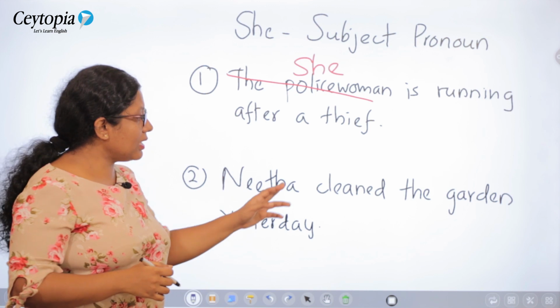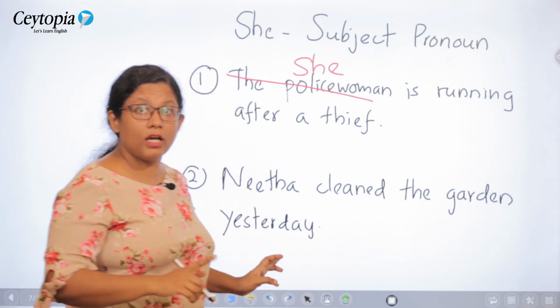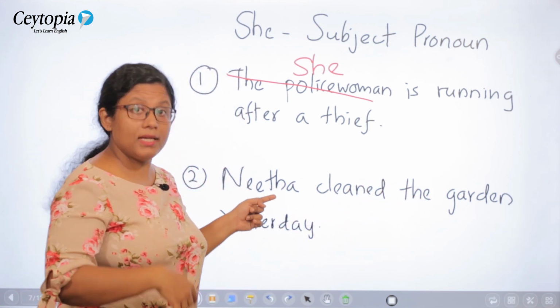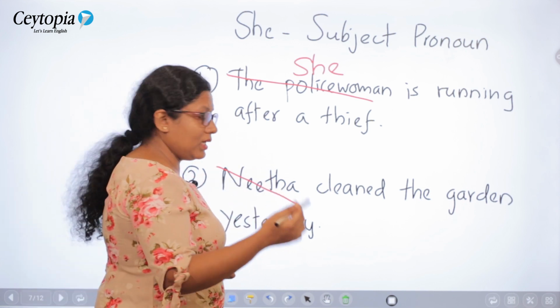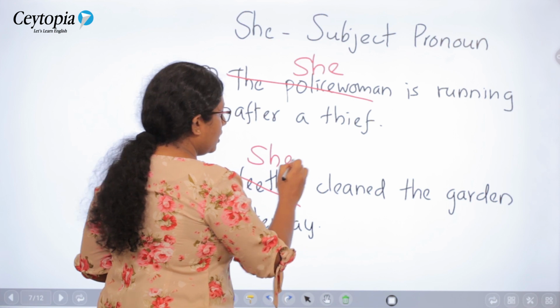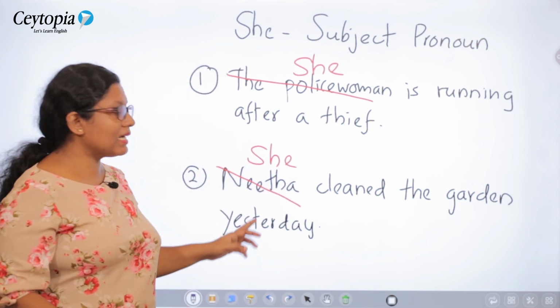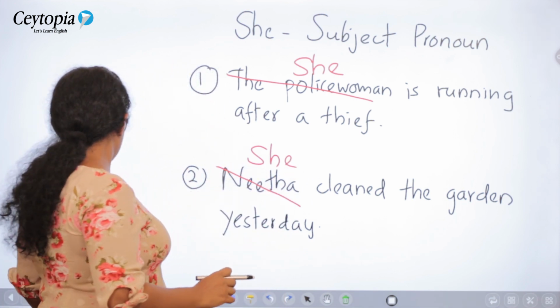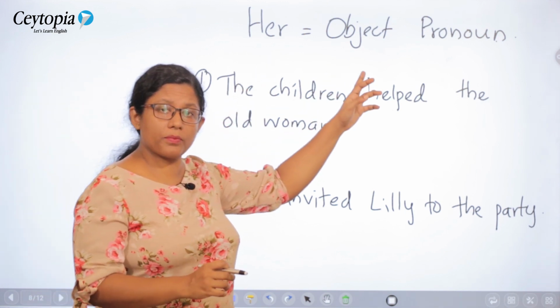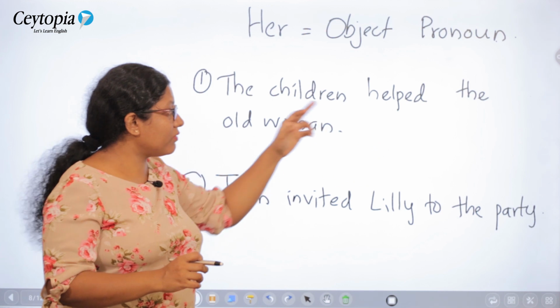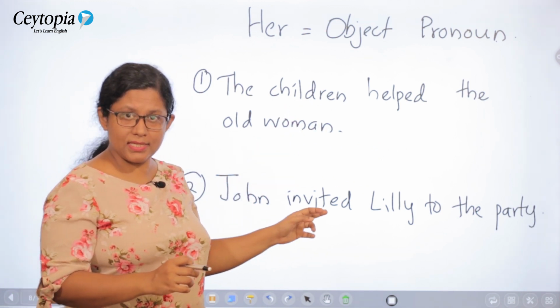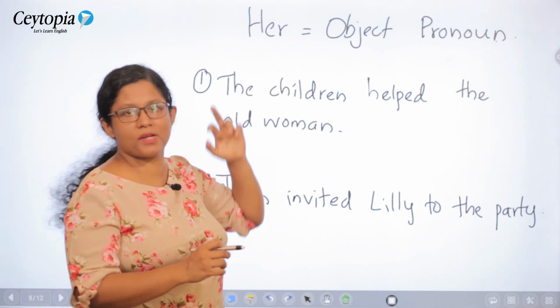Number 2, Neeta cleaned the garden yesterday. Who cleaned the garden? Neeta. Neeta is the subject. So, instead of Neeta, what is the pronoun we can use? She. Not her or hers. She cleaned the garden yesterday. Next one. Her, object pronoun. So, object pronoun replaces an object. Let's find out the object in these sentences and replace them with the object pronoun.